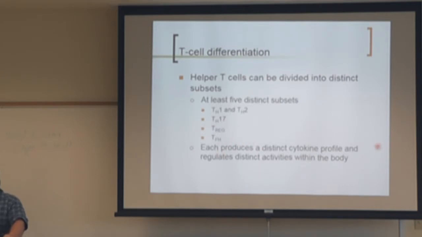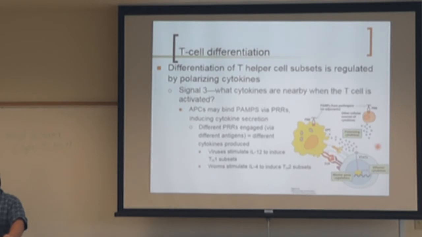So that was kind of just going over what each is involved in. How do they decide which one to become? It's that third signal that helps them decide what they're going to become. Those cytokines. So what cytokines do they see? So APCs may bind to PAMPs via their PRRs we talked about earlier in chapter 3, I believe it was.